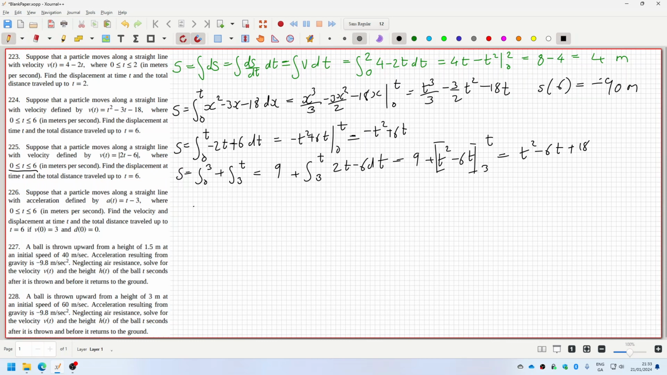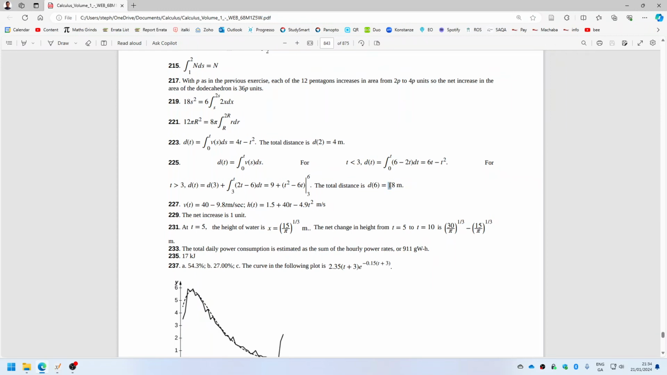So the formula then would be s(t) equals minus t squared plus 6t if t is between 0 and 3, and then t squared minus 6t plus 18 for more than that. So then at 6 would be this second formula, which would be 18 meters. Yeah, that's right.